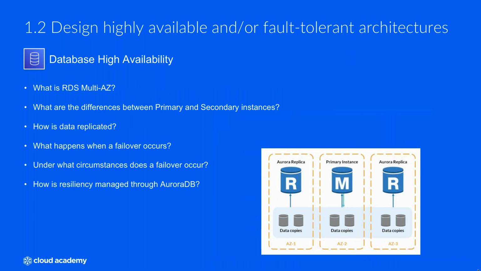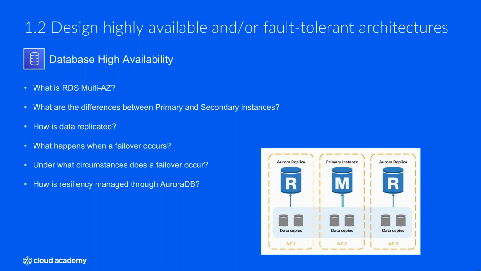We also need to cover database high availability as well, because this is something that crops up in the exam. You need to be aware of RDS multi-AZ. If you're not familiar with that, it stands for multi-availability zone. So with multi-AZ, a secondary RDS instance will be provisioned within a different availability zone within the same region as the primary instance. And its primary purpose is to simply act as a failover option for your primary RDS instance.